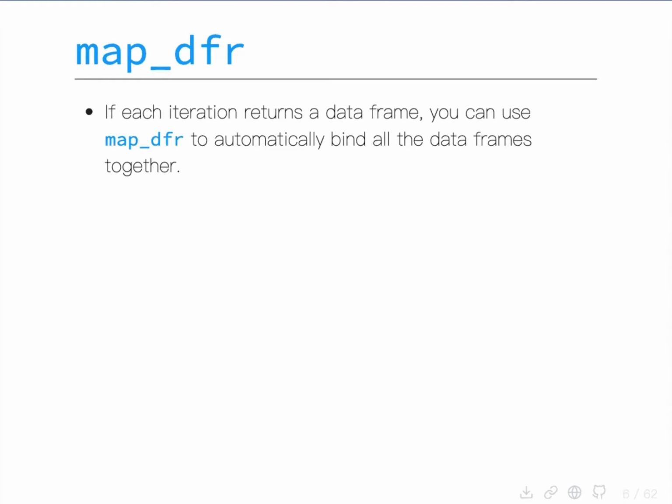Okay, so on to the topics for today. The primary topic that we're going to discuss today is map-DFR, and how it differs from just map or map double or whatever. What this will do is, if you're running a function and each iteration of the function returns a data frame, then you can use map-DFR to bind all of those data frames into one data frame.